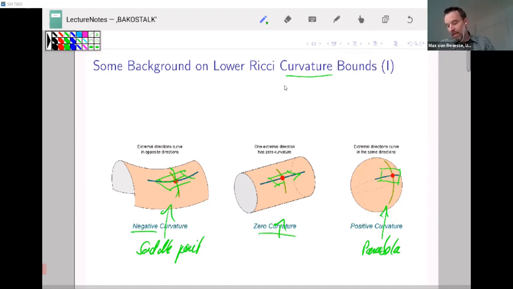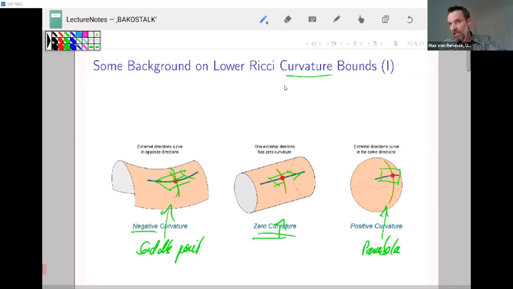In this case here, you have a parabolic shape in one direction, and in the other direction you have a flat function. So here the function is basically only a quadratic function in one coordinate, and the other coordinate is a zero function. In other words, one eigenvalue is zero, the other eigenvalue is positive or negative, it doesn't matter, but the product of the two is zero. So that's why this is a zero curvature situation.